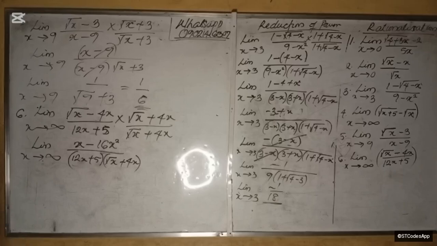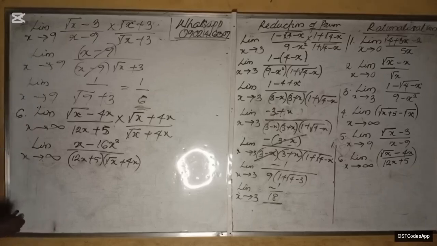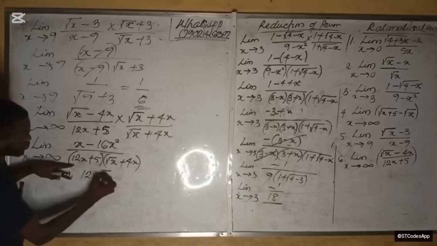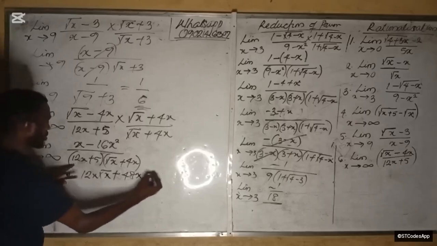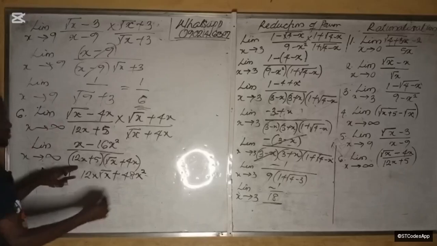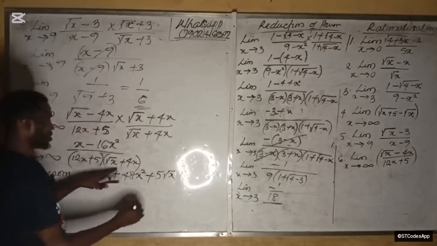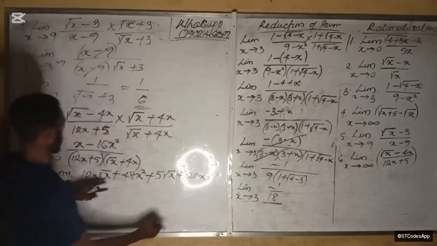So let's open the brackets for the numerator. First, let's factor out. Now let's open the bracket first of the denominator. So our denominator alone becomes, this multiplied by this gives us 12x root x plus this times this gives us 48x squared plus this times this gives us 5 root x plus 20x.